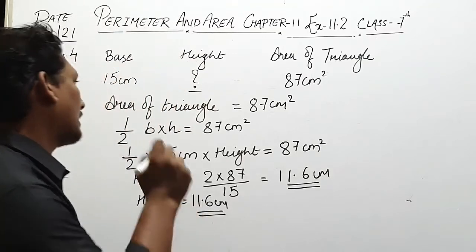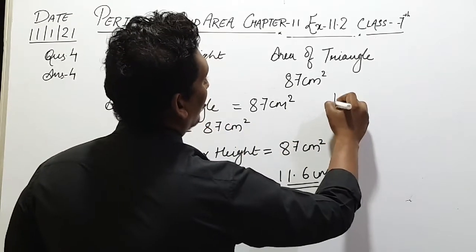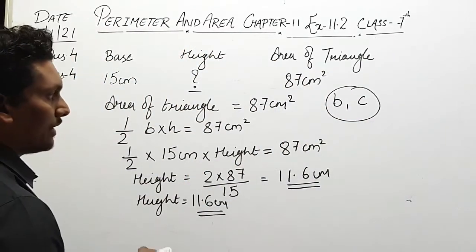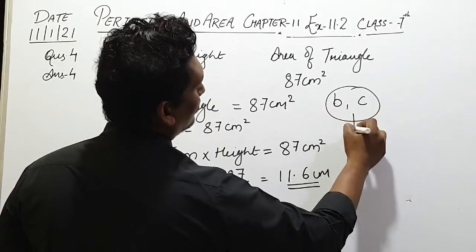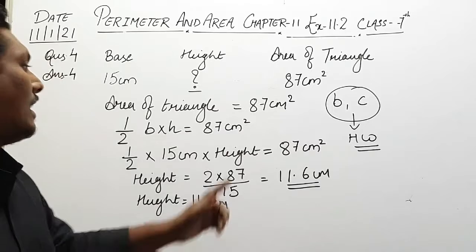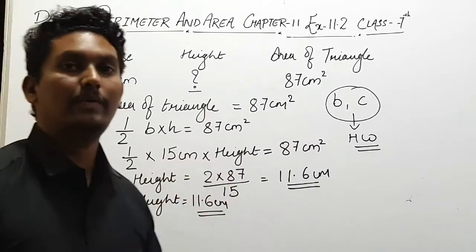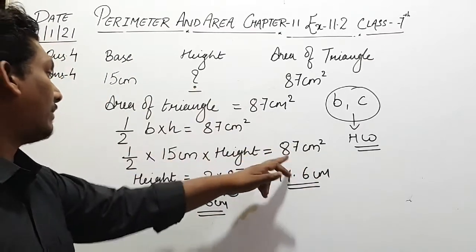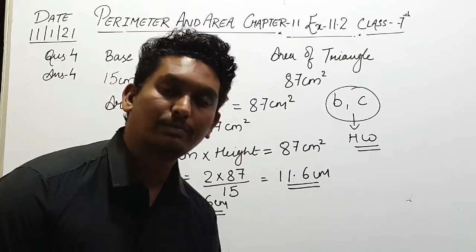And only 3 questions are here in this exercise, so B and C are homework for you. A I have already done. Same thing, if height we have to find out, divide by base. If base we have to find out, divide by height. And keep it in your mind, area you have to multiply by 2. That's it. Hope it is clear to you. Just go through it.